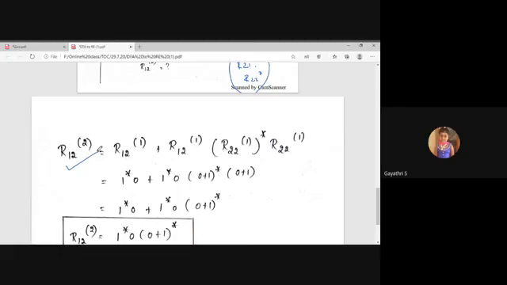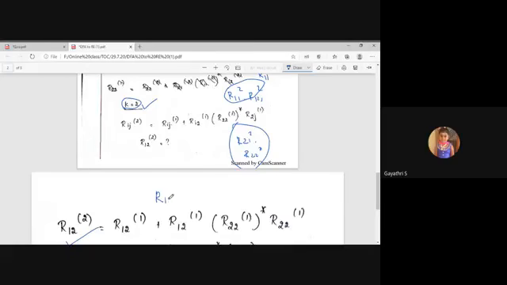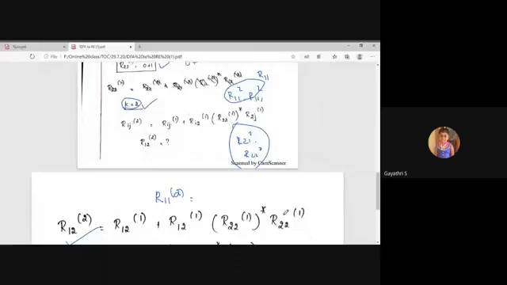So can anyone answer me? What is the value of R11 of 2? Take a note and calculate this value. Anyone, please do it. Not just anyone, you all have to do it. Take a pen and write the Rij formula. You have to calculate R11 of power 2.